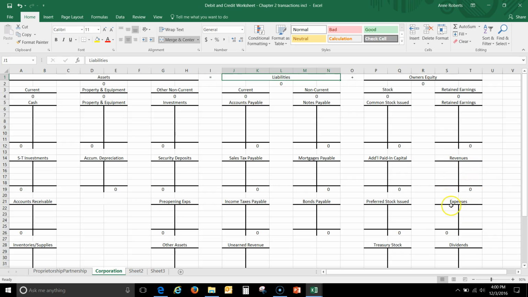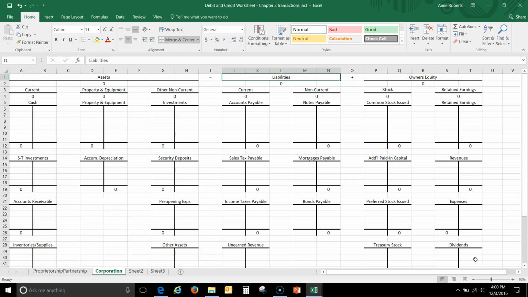When we're talking about expenses and dividends, as expenses and dividends increase, retained earnings will actually decrease. So now we're talking about essentially a contra equity account. Contra, contrary, works opposite. So as expenses and dividends increase, they're actually going to go up on the left and down on the right. So that's how debits and credits work.